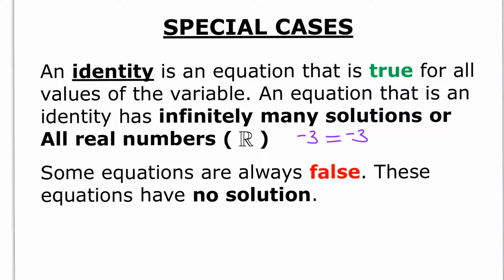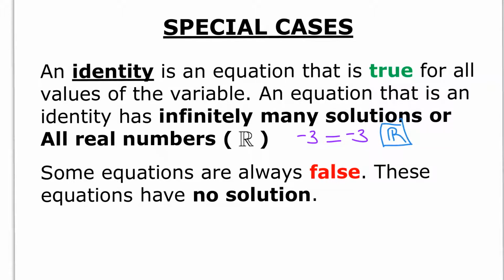So when that happens, your answer will be either infinitely many solutions, you can write that down, or you need to write down all real numbers. Now we do have a symbol that we can use for all real numbers, which looks like an R. But when you see that R, that means that the variables cancel, but the statement is true. So I'm just going to put that here, the R, because this equation that I showed you, negative 3 equals negative 3, well, that's true. So we can say all real numbers is my answer.